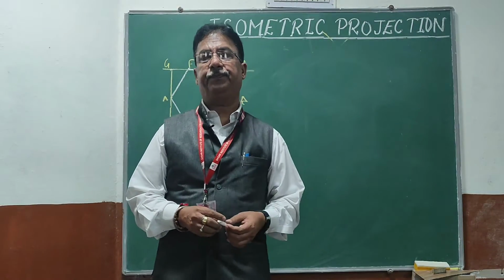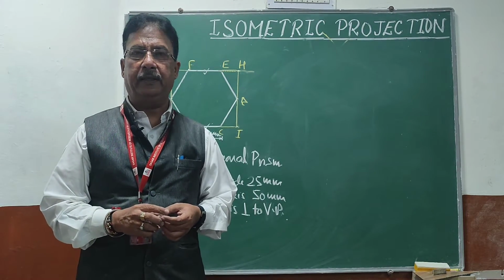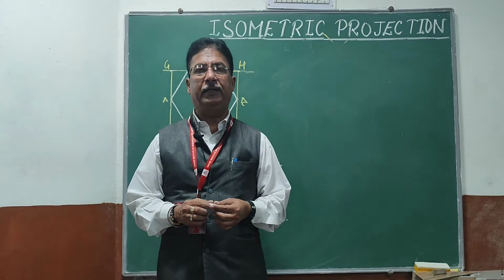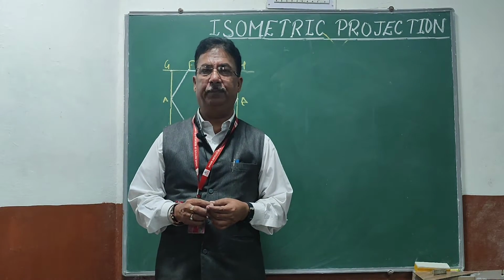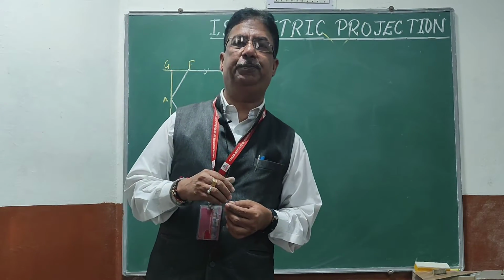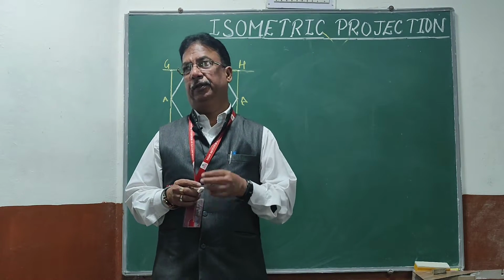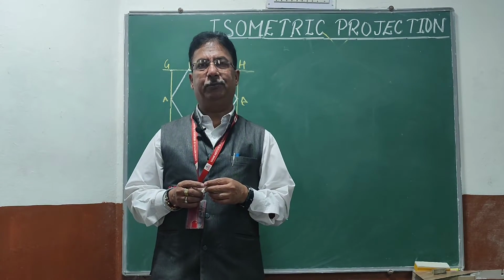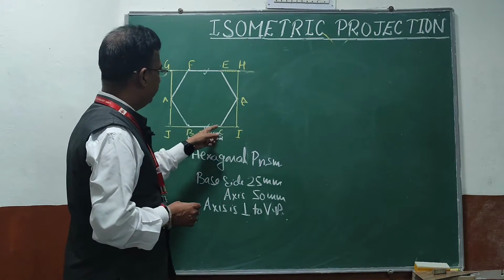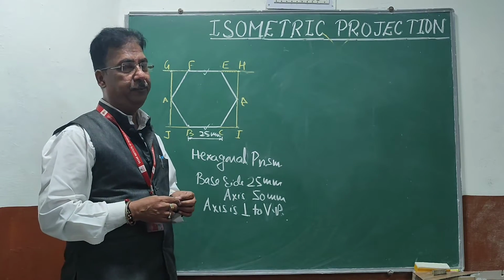Hello students, so here I am again with another lecture on graphics, another problem. If you remember, last time we discussed the isometric projection of a hexagonal prism when the axis of the prism is perpendicular to HP, or you can say the base is on the HP. For drawing that isometric projection, initially we drew the orthographic projection of the base of that solid, that is a hexagon.